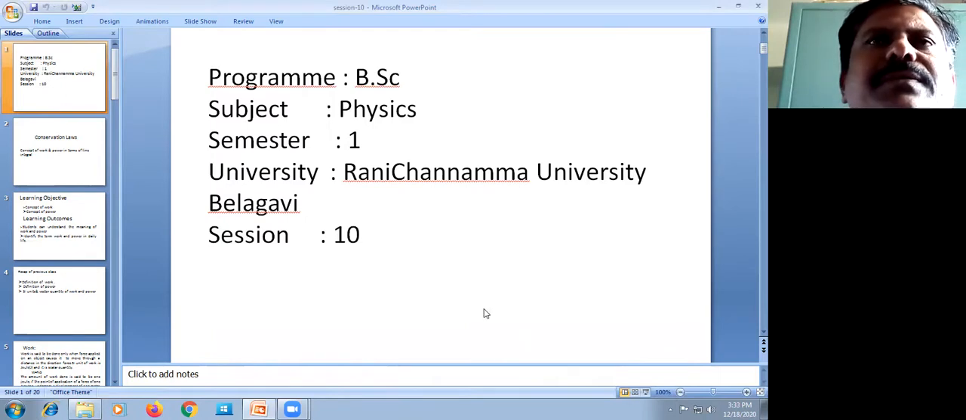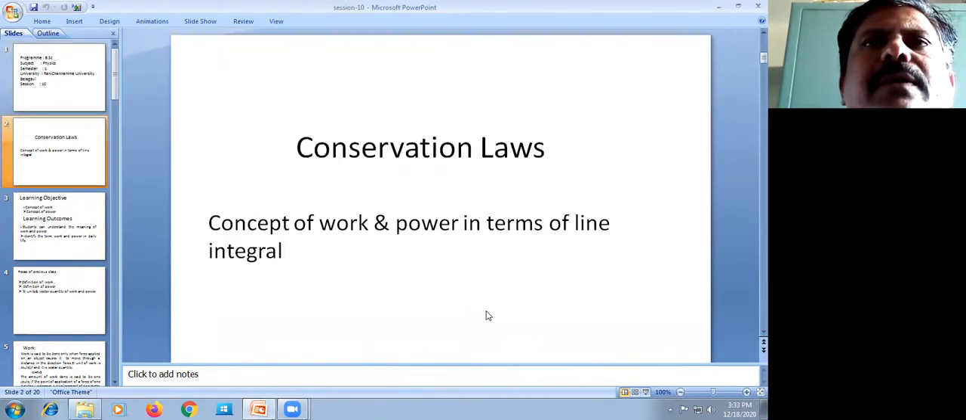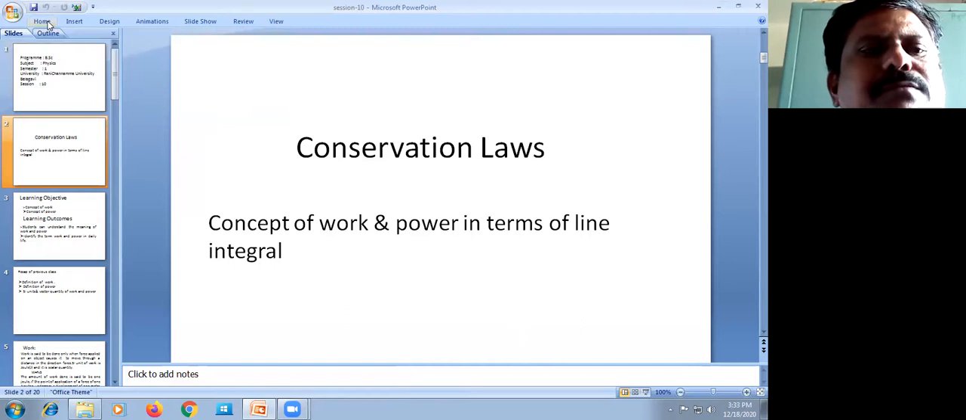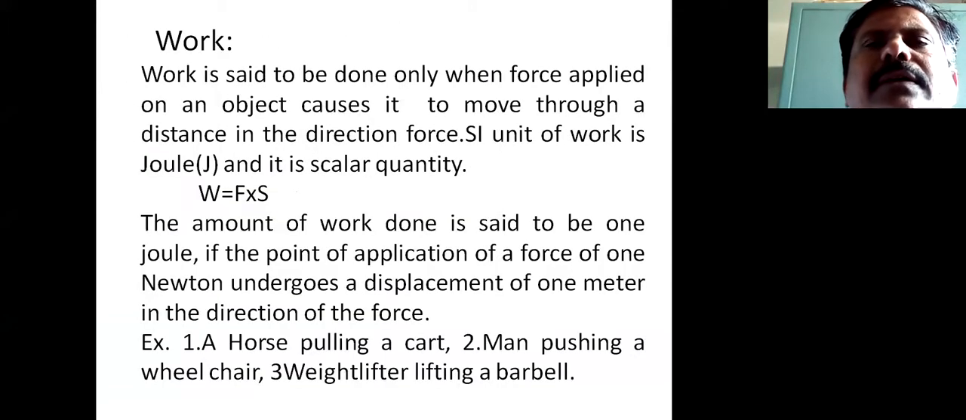So in this session, we will discuss the concept of work and power in terms of line integrals. So what is it? The concept of work and power in terms of line integral.